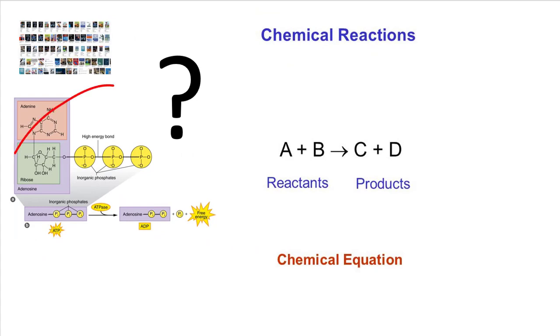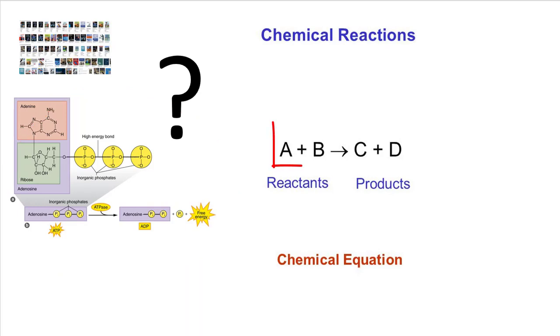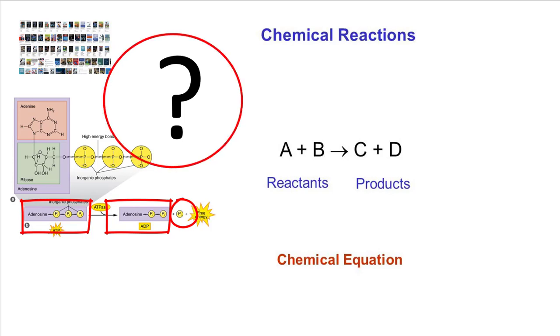How about this reaction of ATP? Is this really a chemical reaction? As you see, reactants need A and B, but the left side of this reaction has only one molecule, which is ATP. The right side, the product part, has 2 molecules, ADP and inorganic phosphate. How can this happen? How can ATP become ADP and inorganic phosphate?